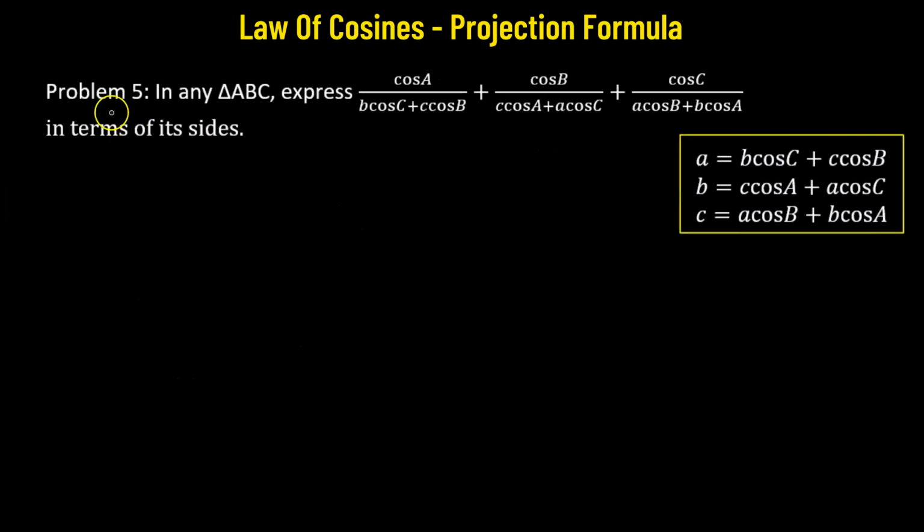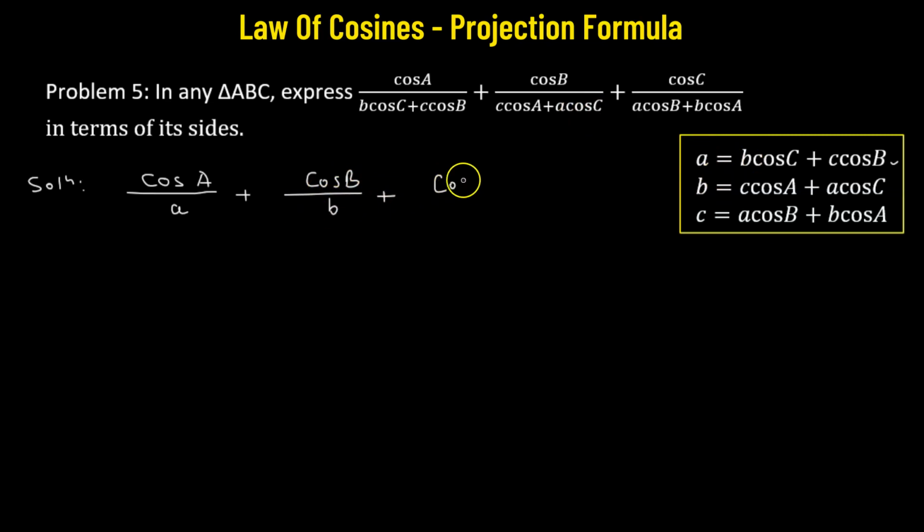Coming to the final problem, problem number 5. So we have a triangle ABC. We need to express the given trigonometric expression in terms of its sides. So let us begin. So here we have the cosine of A in the numerator divided by b cosine of C plus c cosine of B. So that can be replaced with the value a. Then we have cosine of B divided by c cosine of A plus a cosine of C. This is simply the value b.